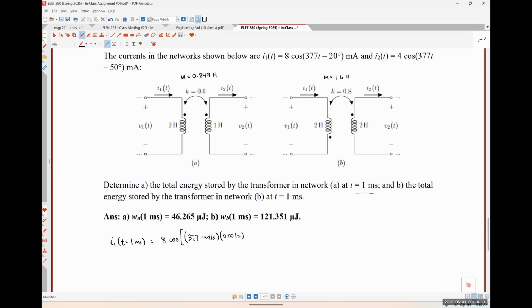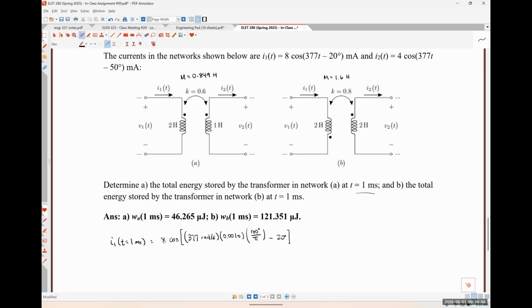I'm going to leave some space, and then over here I have minus 20 degrees, okay? So is a degree and a radian the same thing? No, okay? So if I just threw this into my calculator, I'm going to get a wrong result. So I either need to convert 20 degrees into radians, or I need to convert that 377 times 0.001 into degrees. Now, I don't know about you guys, but 99% of the time, my calculator is left in degree mode, okay? So in order to convert this from radians to degrees, I'm going to multiply this by a factor of 180 degrees over pi.